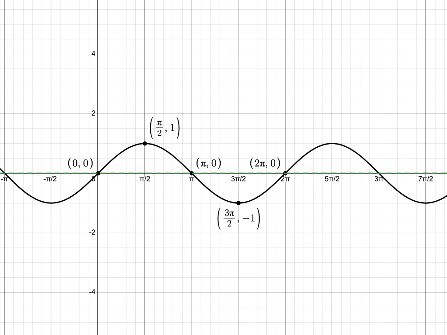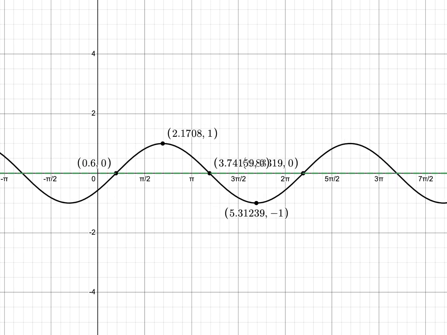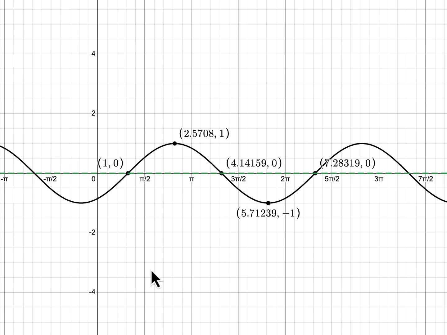If I take the sine wave and shift it right 1 unit, track where the origin goes, this shift also does not change the amplitude. We still go 1 unit above and below the midline, nor does it change the period. It still takes 2 pi x units to complete one cycle. This decimal you're seeing here is 1 plus 2 pi.